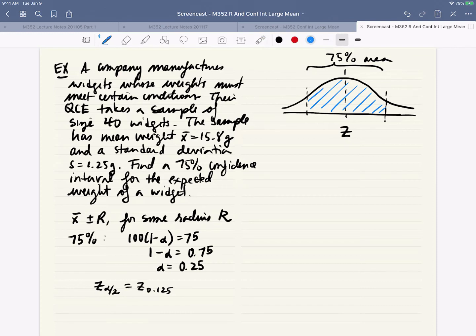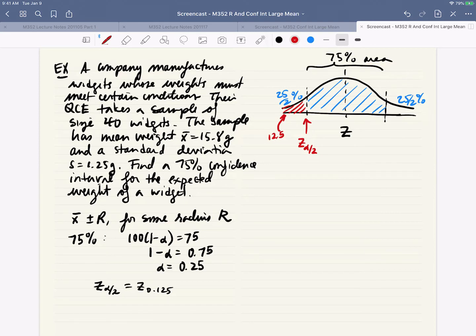So each tail contains 25 over 2% of the area, or 12.5%. And what we're doing here with this z alpha over 2 is we're finding this point, the percentile for the standard normal at which 12.5% of the area is below. That's what we're finding.